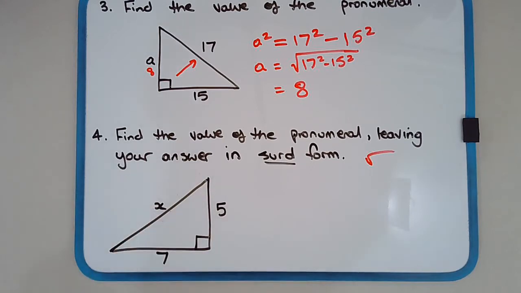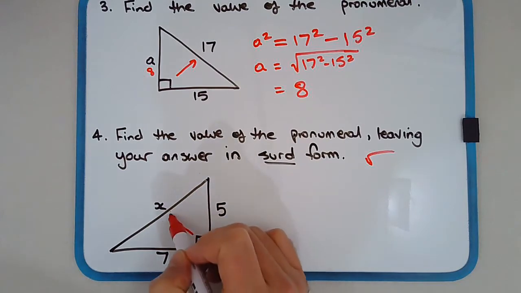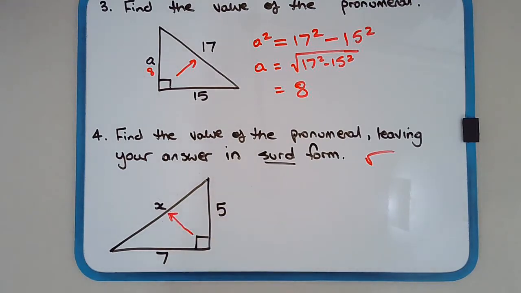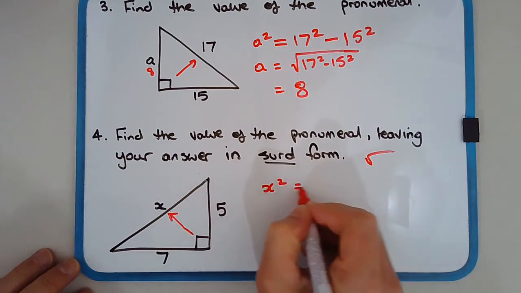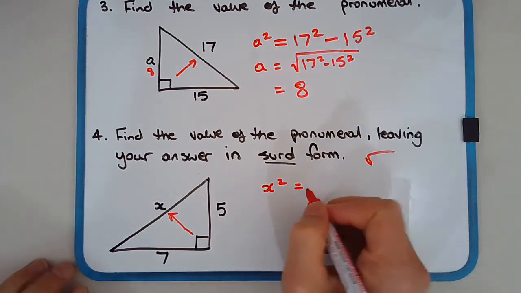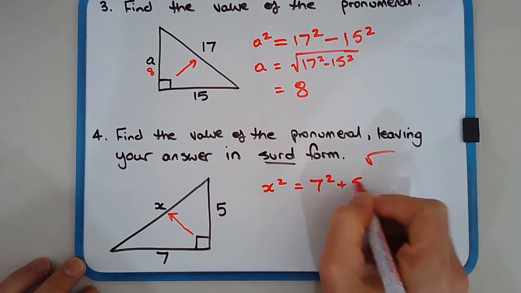Now, do we need to find the hypotenuse or one of the shorter sides? Well, let's look at where the hypotenuse is. It's opposite the right angle there. We need to find the hypotenuse, which means we need to add the squares of the two shorter sides. So x squared is equal to, we're going to use the plus formula. So that's going to be 7 squared plus 5 squared.